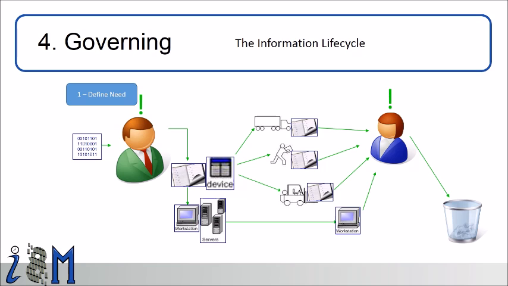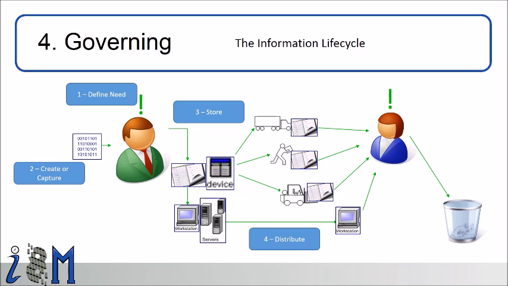We define need for information or data. We then create it or capture it. Frequently, we would do both together. Then it gets stored. It gets distributed. People access it. And by access here, this isn't just about having access to a particular file. It's being able to make sense of it and then have some reuse.